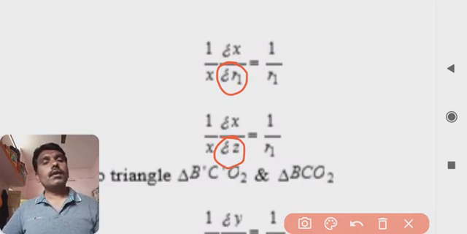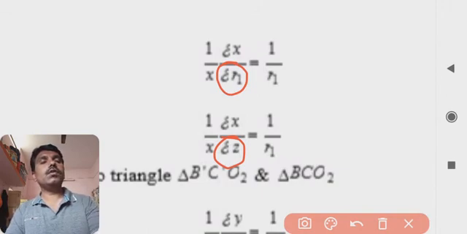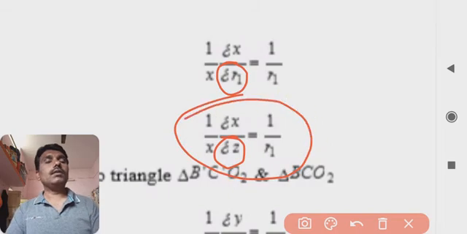That's why it is written Del R1. Related with the r2 it will be del r2. Related with the x it will be del x. Related with the length y it will be small change, del y is to be there. So here 1 by x into del x by del z is equal to 1 by r1. For these two triangles I can write.